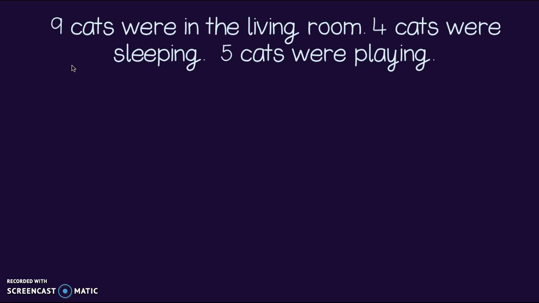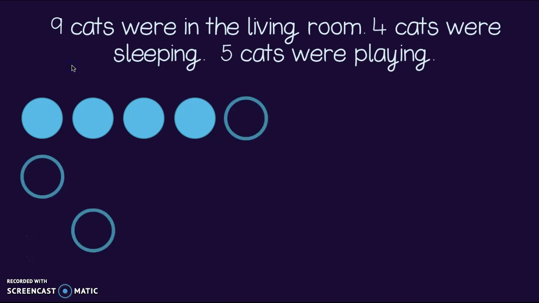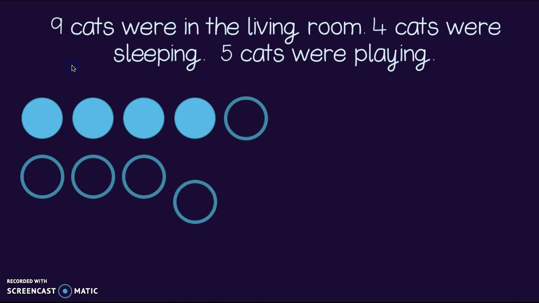All right, so it says 4 cats were sleeping. So I'm going to go ahead and draw 4 circles because that's a nice quick way to draw when we're doing math. 1, 2, 3, 4. Now watch what I do when I add in the 5 cats that are playing. Ready? 1, 2, 3, 4, 5. Okay, what do you notice about the differences between my circles?